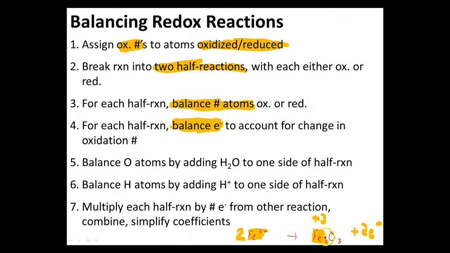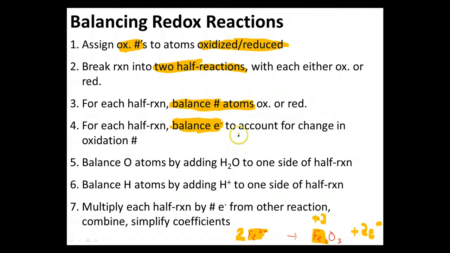Now hopefully that makes sense. Look at this. I have 3+. I've got 2 of that. So there's a total of +6 oxidation number on this side. There's a total of 4+ oxidation number on this side. So I'm going to need 2 electrons to account for that. That's the way that we want to go through that. I didn't say charge. I said oxidation numbers.